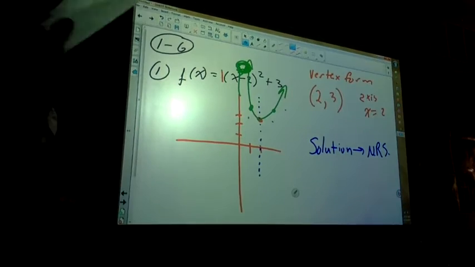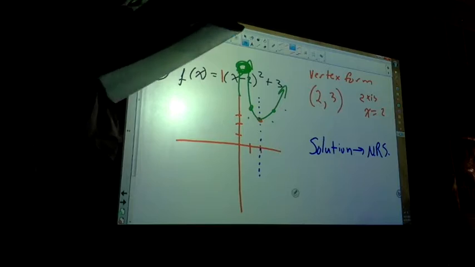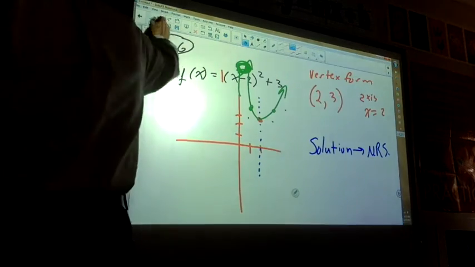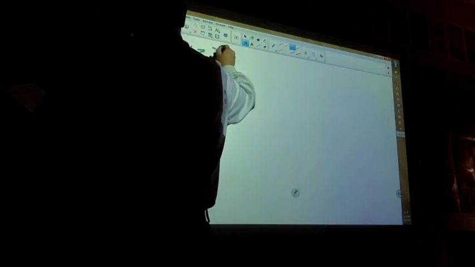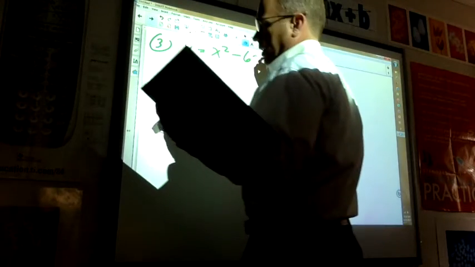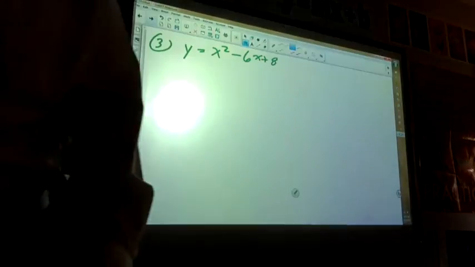We did number 2 yesterday, right? Yeah, we did. So do number 3. Number 2 we worked on yesterday. Number 3 we have y equals x squared minus 6x plus 8. This is set up in standard form.